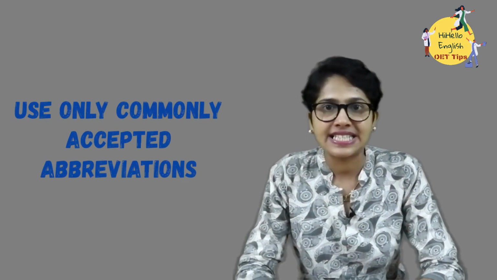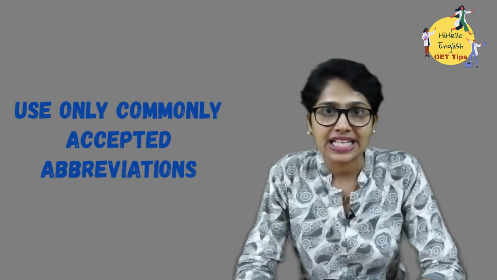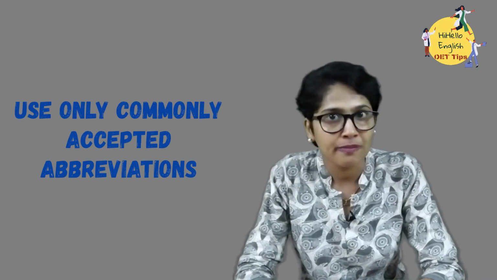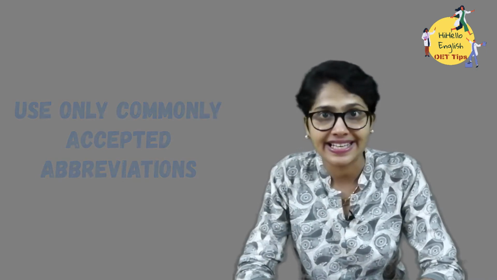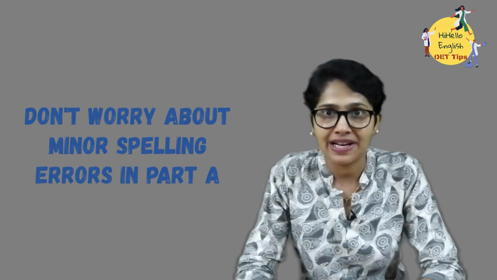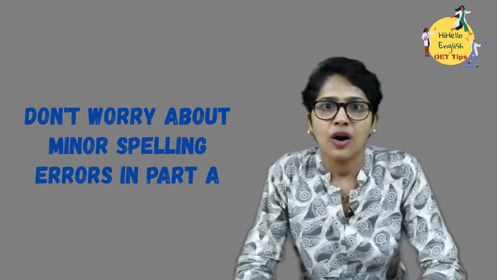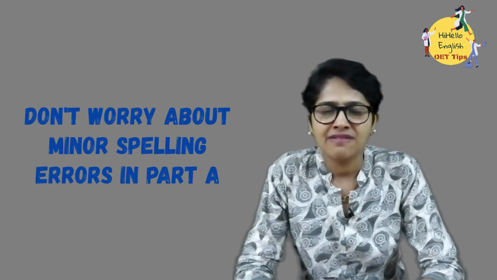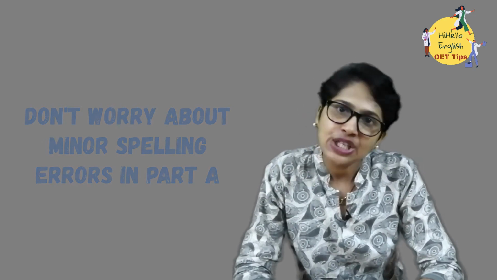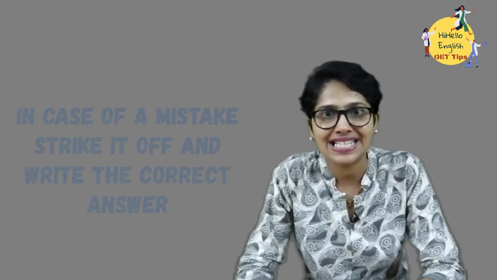In Part A of the listening test, you can use commonly accepted abbreviations like BP for blood pressure, BMI for body mass index, etc. But you should not use your own abbreviations and symbols that you usually use while taking down notes. Another point is that you would not be penalized for minor spelling errors. That means if you don't know the exact spelling of a disease condition or a medication and you write a spelling which is close to the real one, then you will get the mark. Remember, this is applicable only for listening Part A.